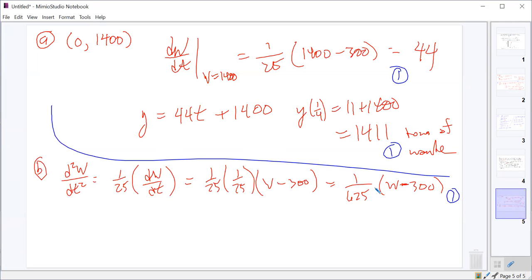Well, the second derivative for any w value greater than 300, and all of our w values are greater than 1,400, right? Because it says we start at 1,400 and it's always increasing. This w minus 300 is always positive, and 1/625 is always positive. So our second derivative is always positive, which tells us that our function is always concave up.